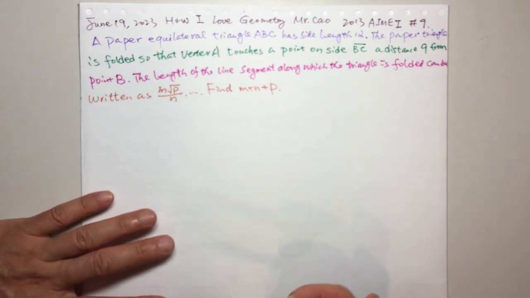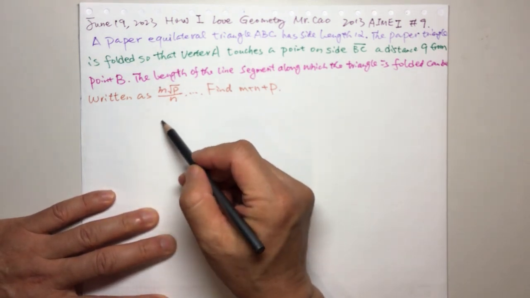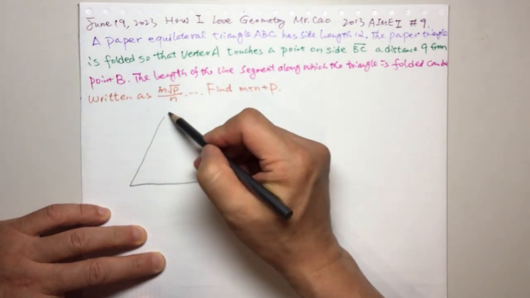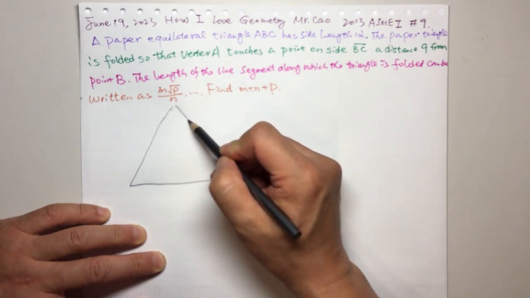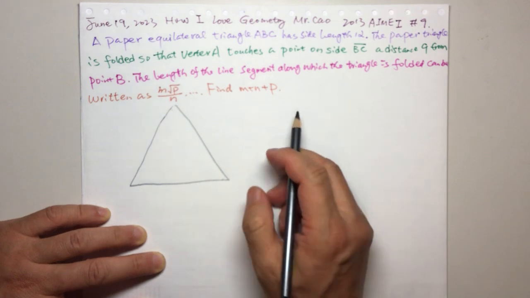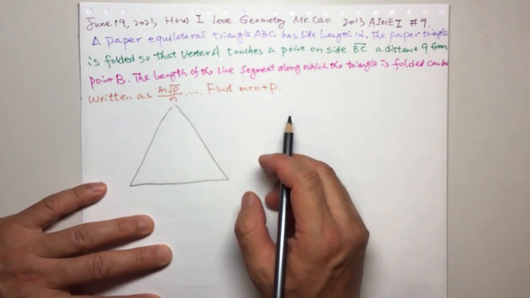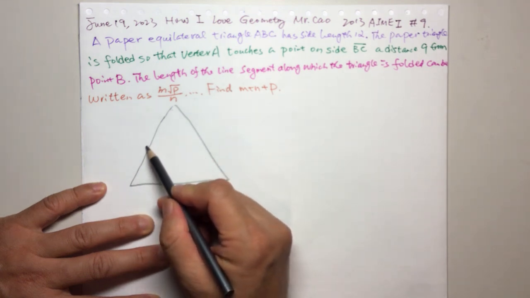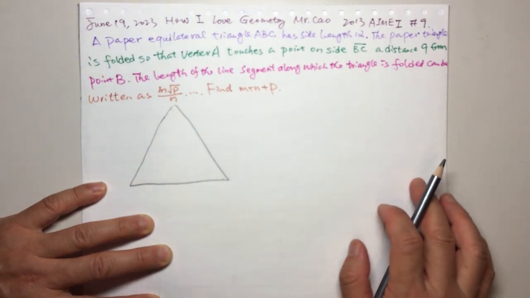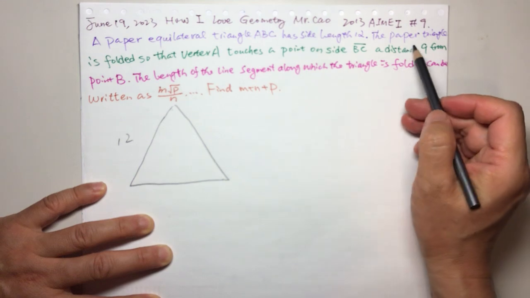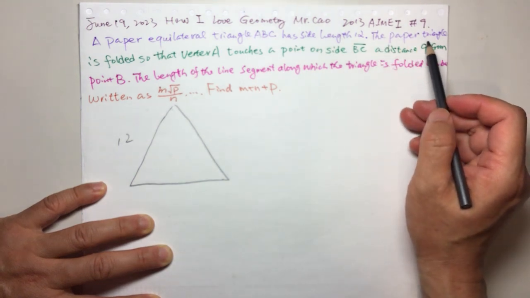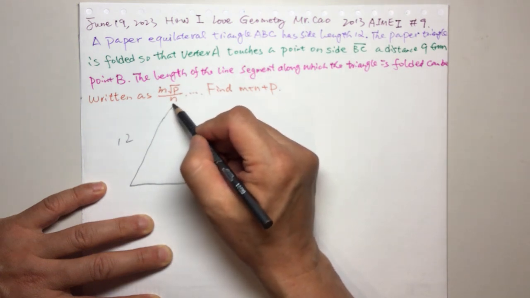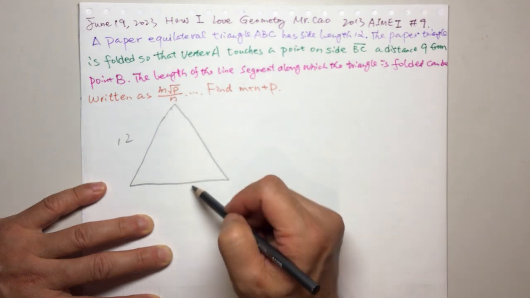So let's draw the scratch diagram. That's the equilateral triangle, and the side length is 12, right? And the paper triangle is folded so that vertex A, this is vertex A, is folded.